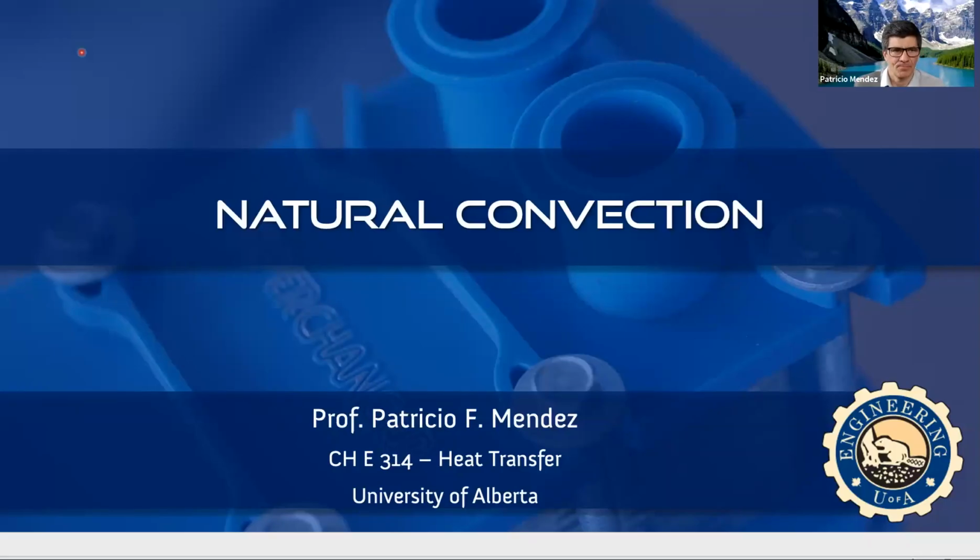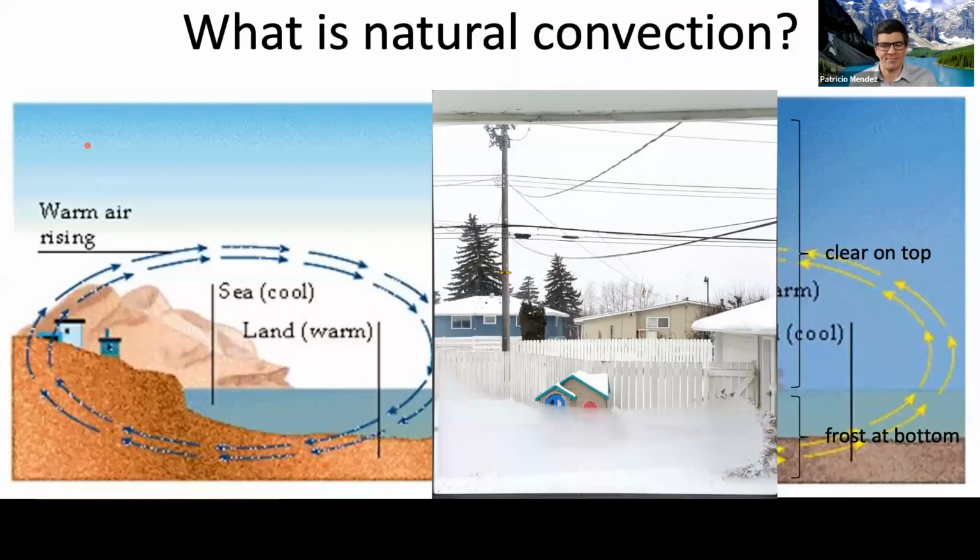Natural convection. Let's see what natural convection is. Natural convection is the combined heat transfer by conduction and advection, as is always the case of convection. But in this case, the advection is not due to an externally imposed velocity, but instead to differences in buoyancy.